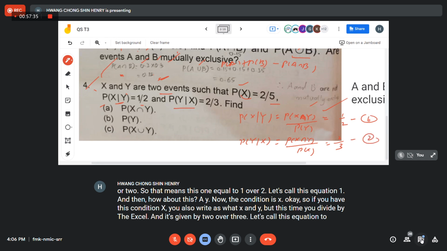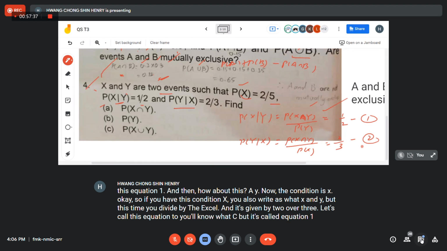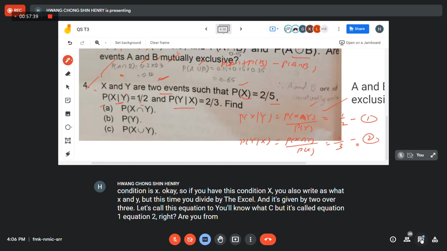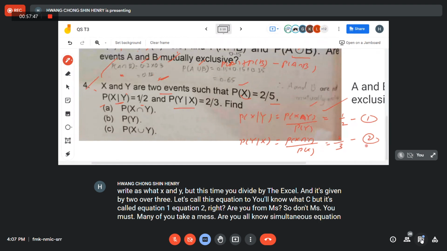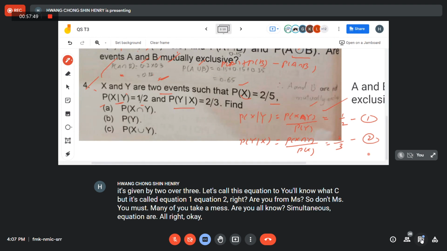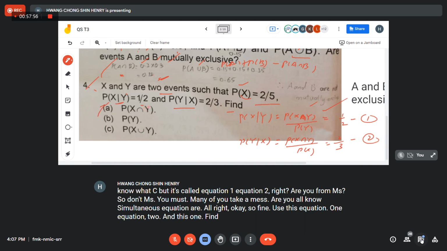You all know what is called equation 1, equation 2, right? Are you from MS or not MS? You take MS before? Yes, sir. Many of you take MS, you all know simultaneous equation. All right. Okay, so use equation 1, equation 2, and this one. Find the P(x and y).